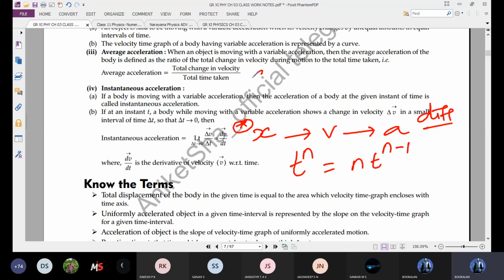Acceleration, velocity, position. So this is integration. What is the formula? t power n integrates to t power n plus 1 divided by n plus 1, plus c. So c is the integration constant.